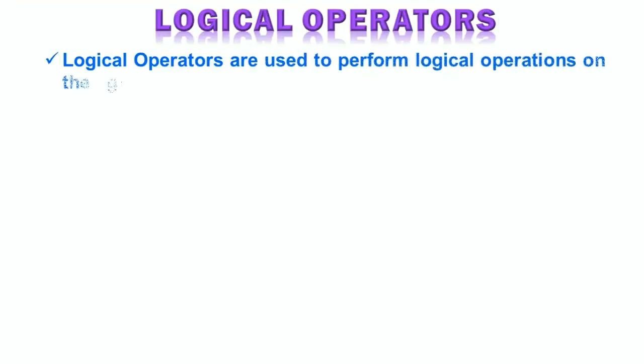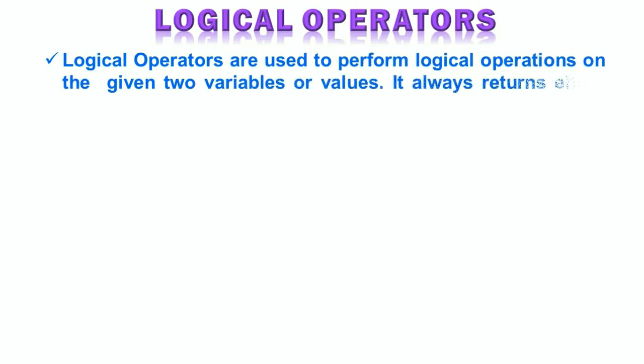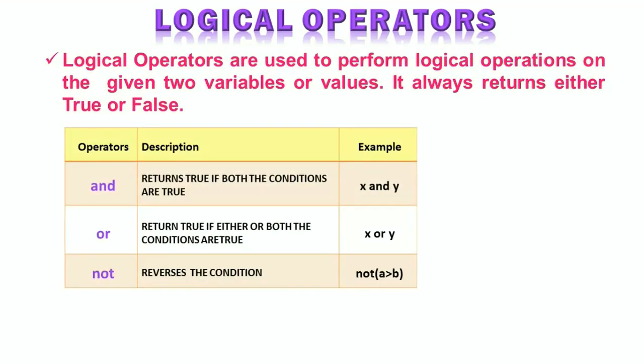Logical operators are used to perform logical operations on the given two variables or values. They always return either true or false. In Python we have three types of logical operators. We have AND, OR and NOT. First of all, we will discuss AND. It returns true if both the conditions are true.